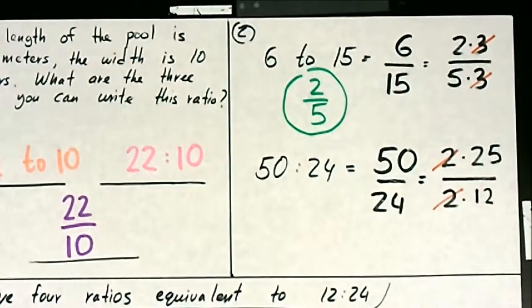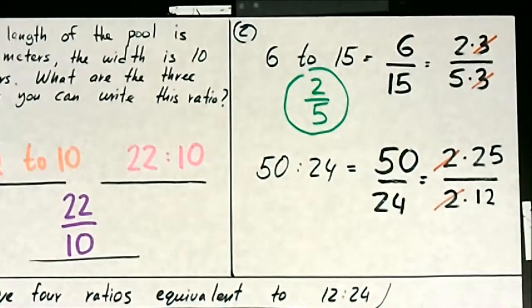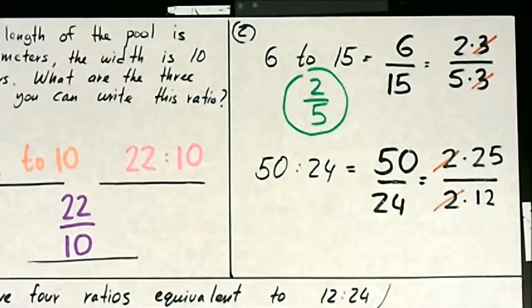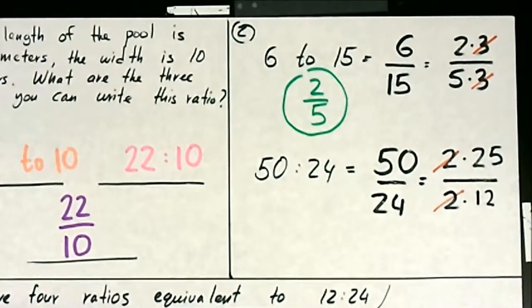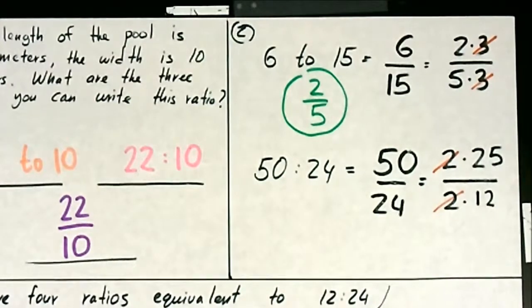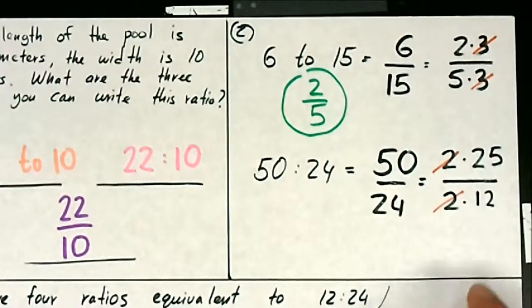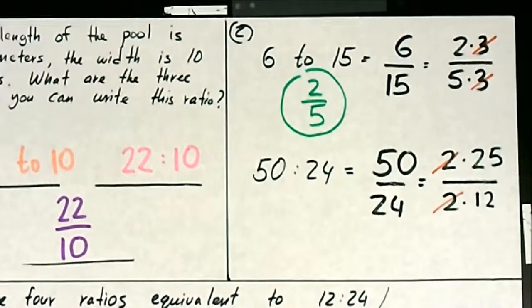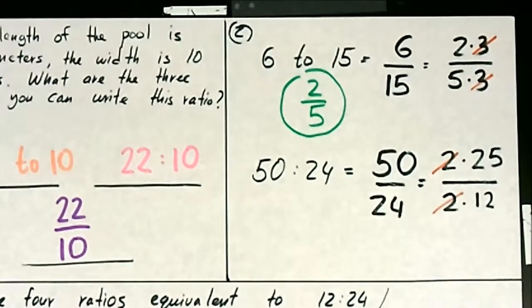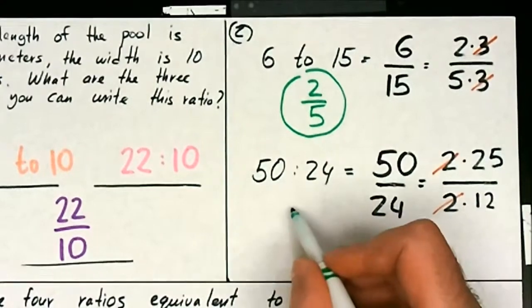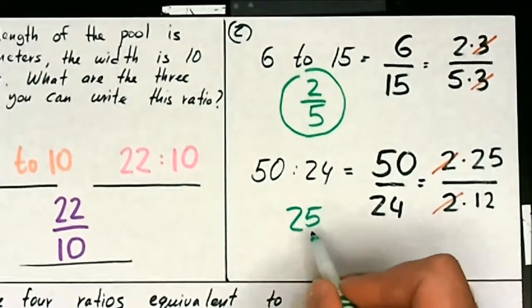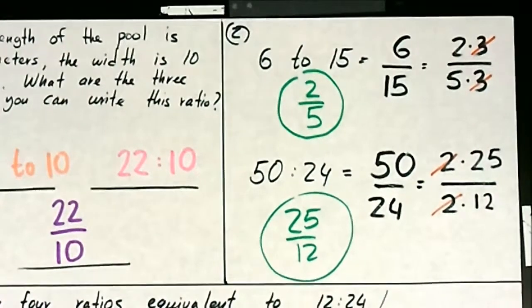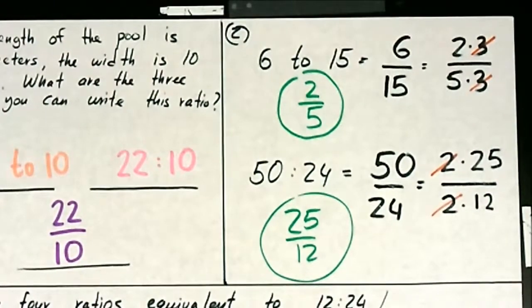What about down here, 25 over 12? Is there anything I can do to simplify those ratios? There isn't. 25 I can write as 5 times 5, but 12 does not contain any 5s. Yes, I can write 12 as 2 times 6 or 3 times 4, but no 5s. So that is its simplest form. So we simplified both of those ratios. Questions on number 2?